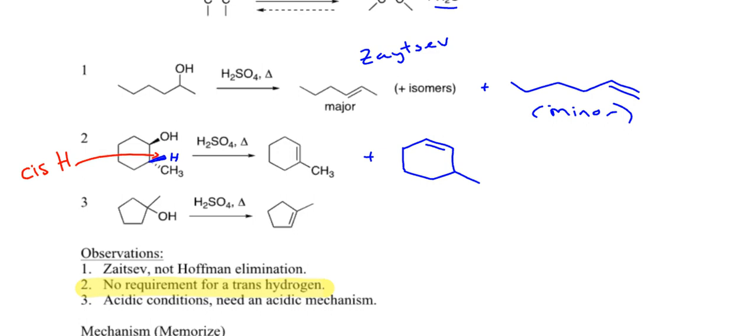And then the final one, if you just look at it again, definitely again, we have Zaitsev. Continue to write that to try to hammer that home. But my alternative minor product, most likely, would be something like that. Right, the less substituted C. So let's look at the mechanism, which can be a little confusing. We'll get some practice on the next sheet.